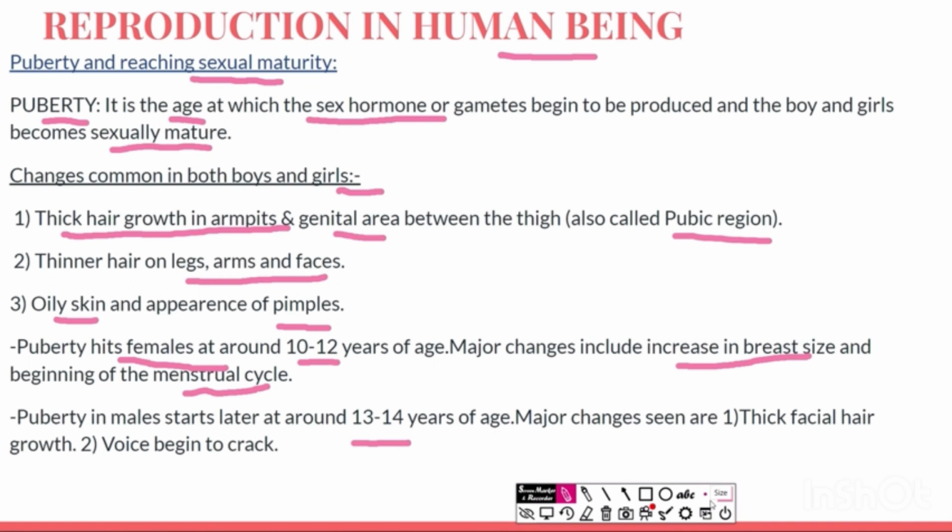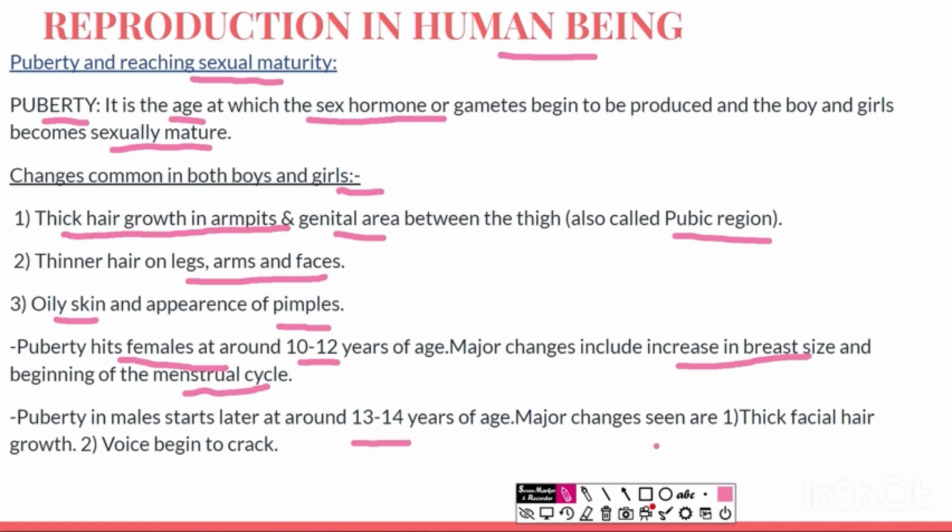All that is shed off, and blood comes out of the vagina or the body of the female. These are the two very important changes which are seen in females. Coming to males, I have told you that males start puberty at 13 to 14 years of age, which is a bit later than what happens in females.